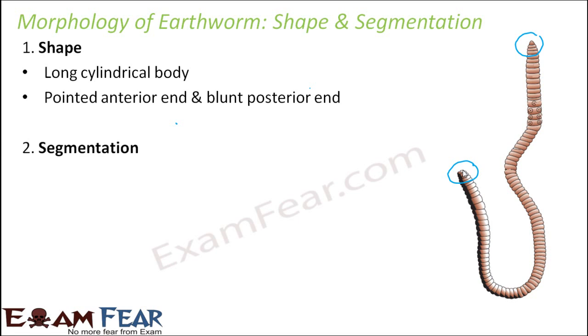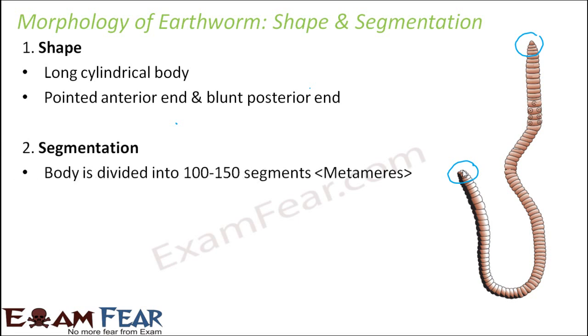Now talking about the segmentation, as I mentioned before also, the body is divided into almost 100 to 115 segments. Can you imagine that? The entire body is divided into small segments like this. Each of these segments is also known as a metamere. So they are also called metameres.